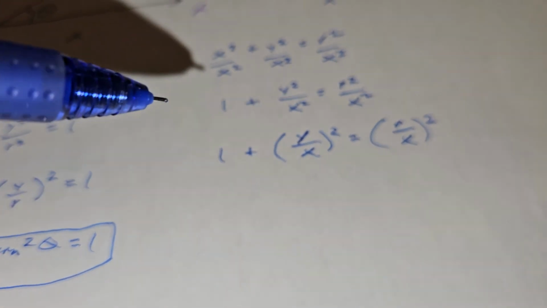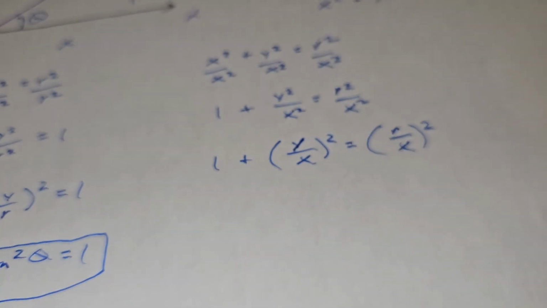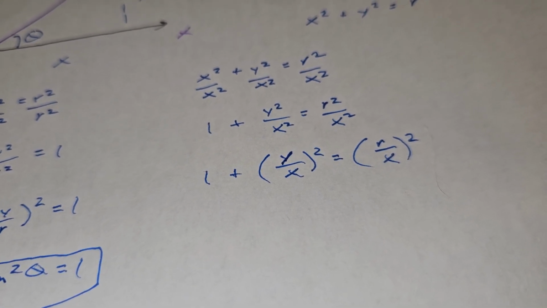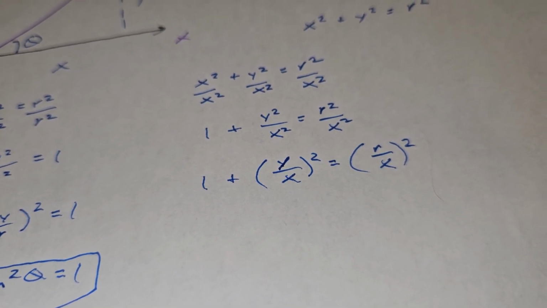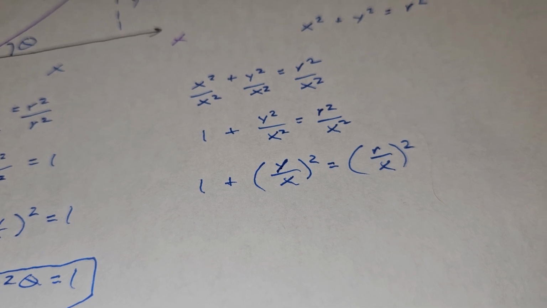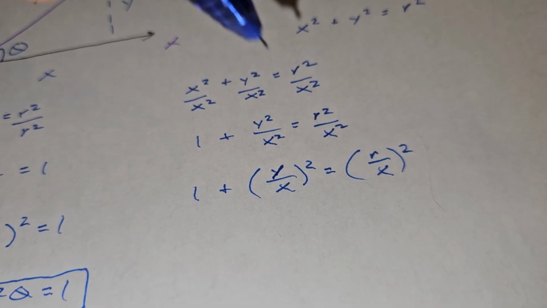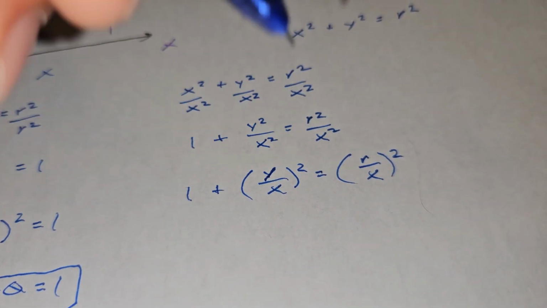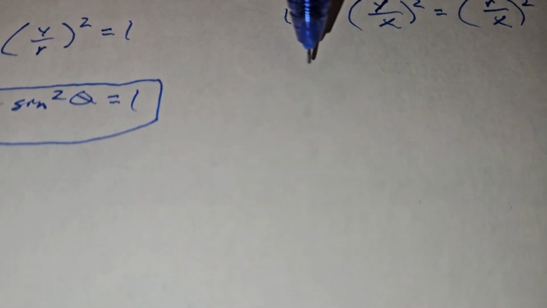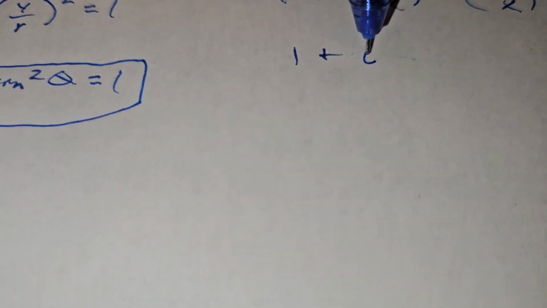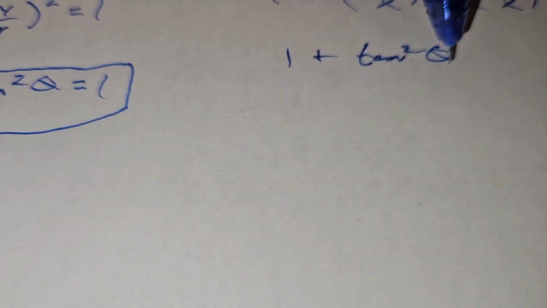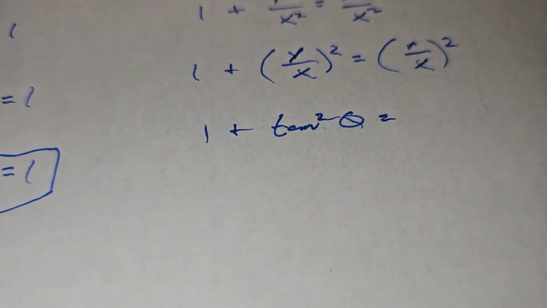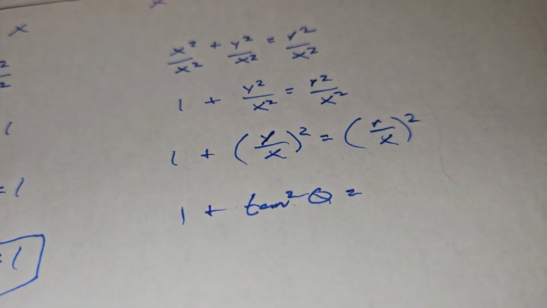Y over x, that's sine over cosine. And what is sine over cosine? That's equal to tangent. Just in case you didn't already know, but I'm not going to go too much in depth in this video. Sine divided by cosine is tangent. So this is going to be 1 plus tangent squared theta is equal to, we have r over x.